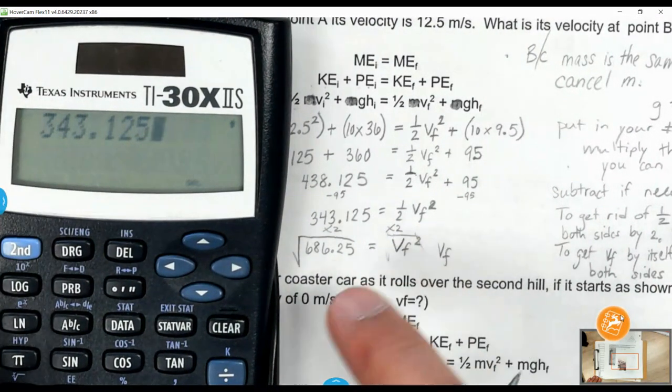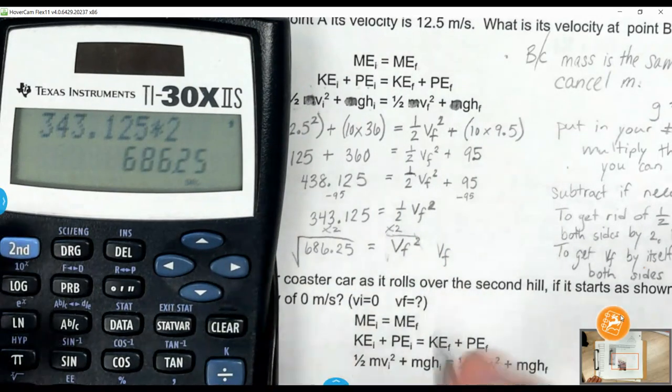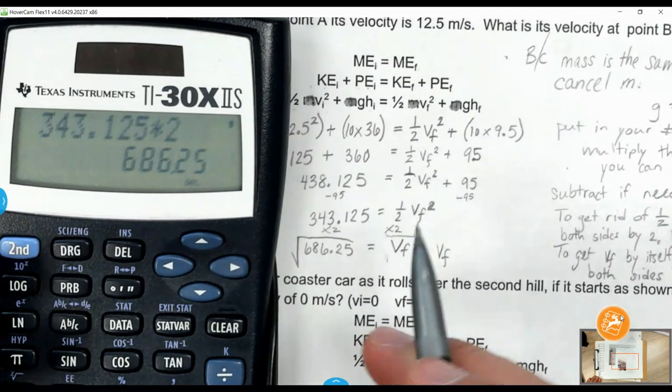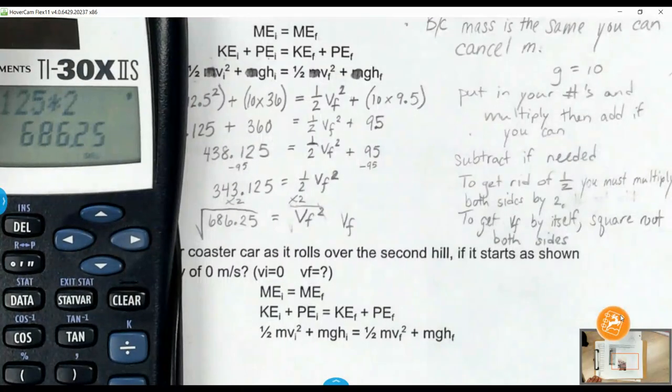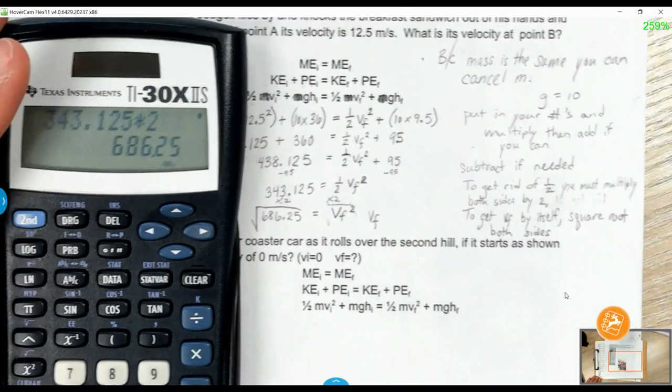To get rid of the 1/2, we had to multiply by 2. We got our 686.25. To get VF by itself, you have to square root both sides.